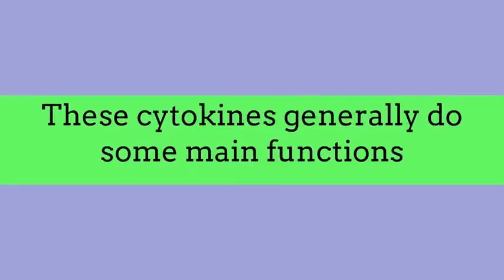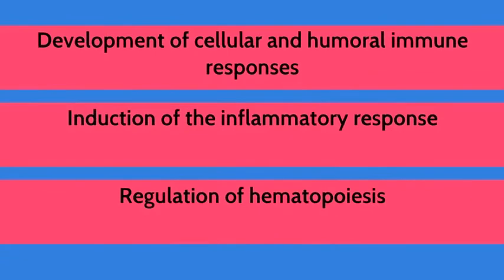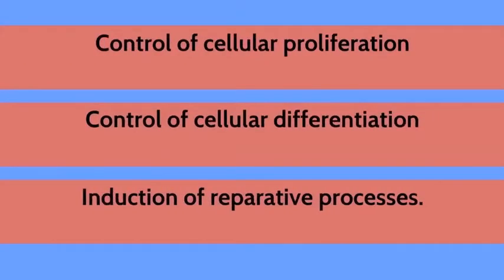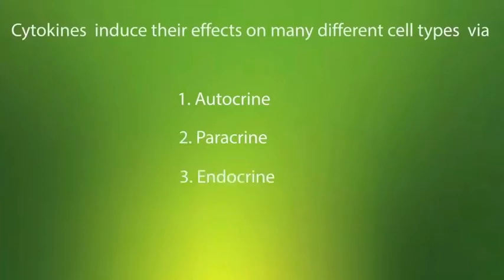These cytokines generally do some main functions such as development of cellular and humoral immune responses, induction of the inflammatory response, regulation of hematopoiesis, control of cellular proliferation and differentiation, and induction of reparative processes. Cytokines induce their effects on many different cell types via autocrine, paracrine, or endocrine mechanisms.